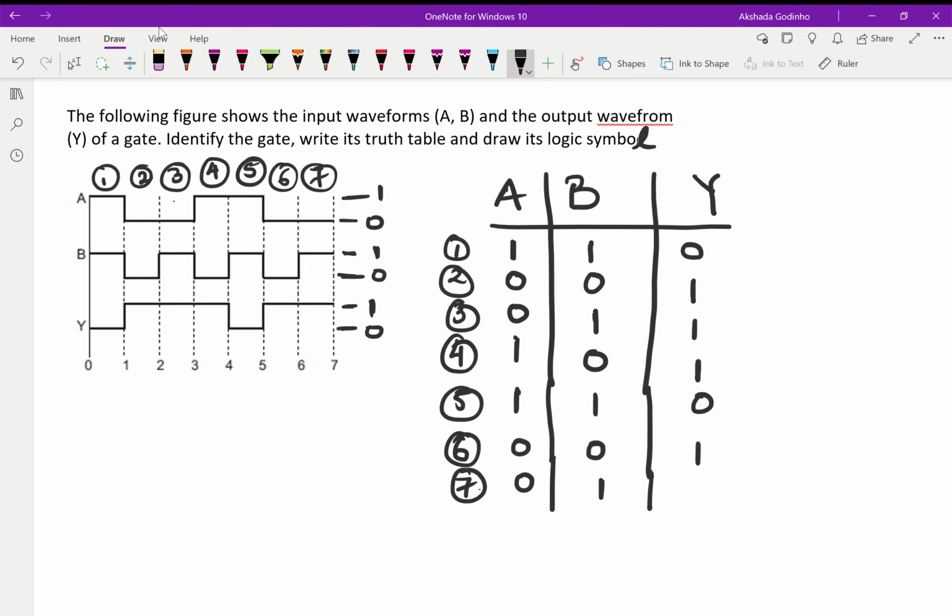B is at 1 and Y is at 1. So here we have written the truth table. This is the first step for us to solve this kind of a problem. Now, for us to make it simple, we need to identify the gate. So this is a lot of values.